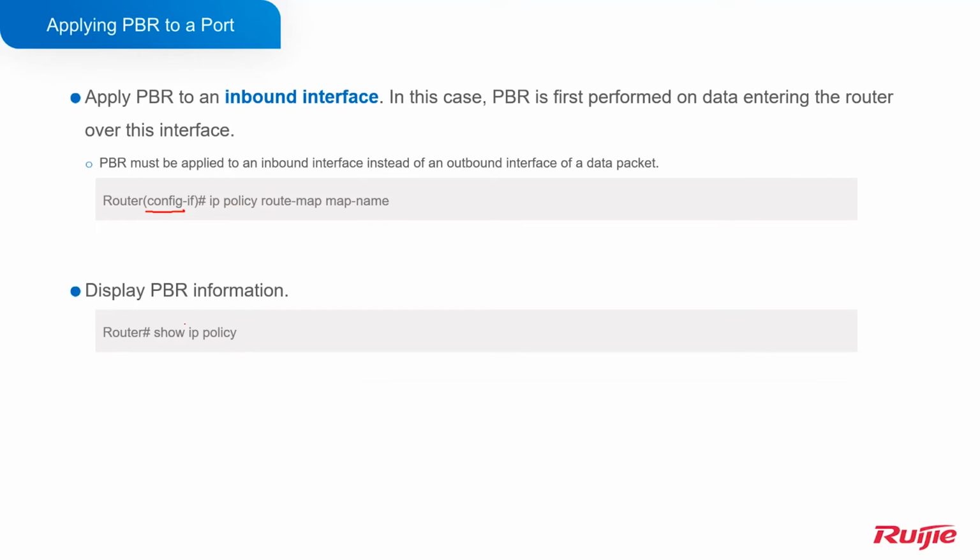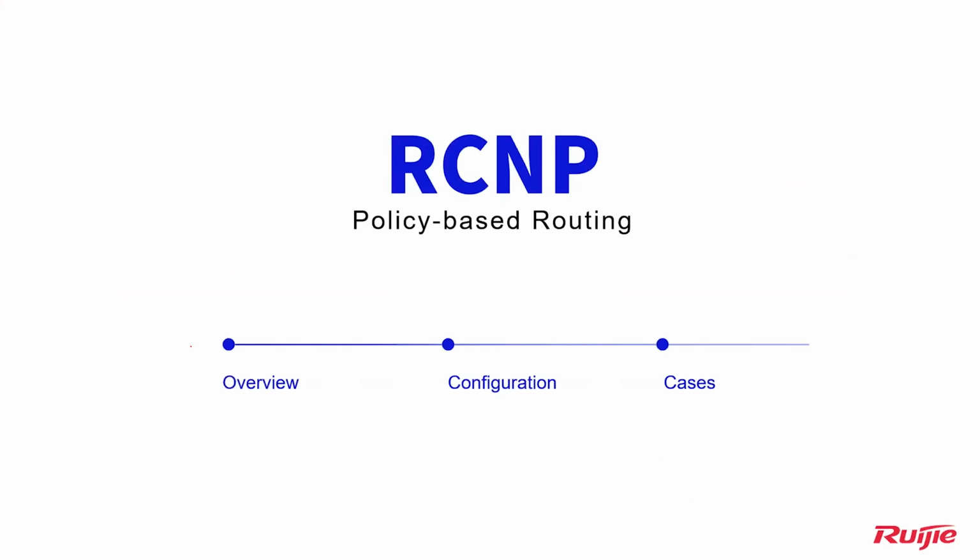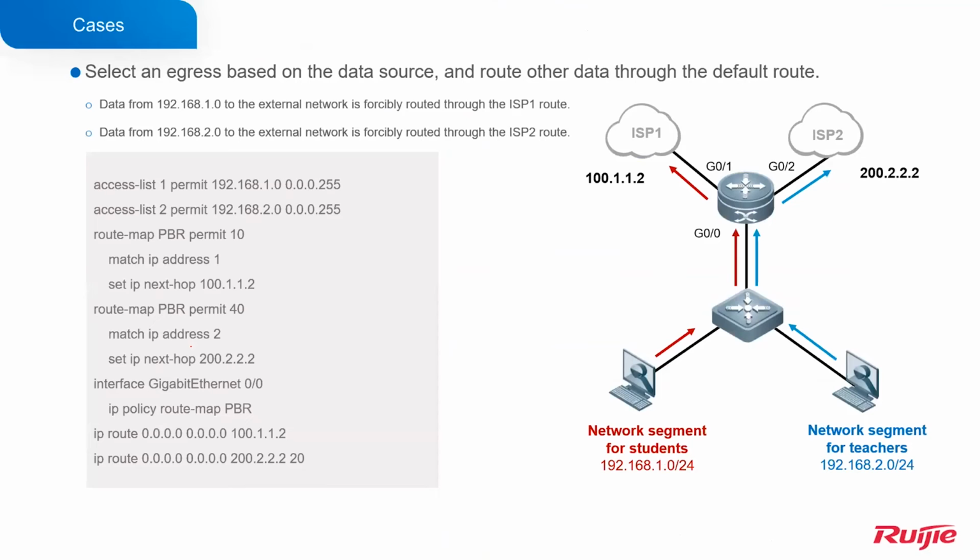And if you want to check, you can use the show ip policy command to check the PBR. Okay, after knowing the configuration of policy-based routing, next, let's see a case. Now we want to select an egress based on the data source and route other data through the default routes. And the requirement is shown here.